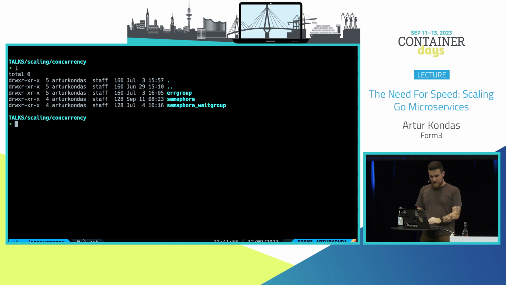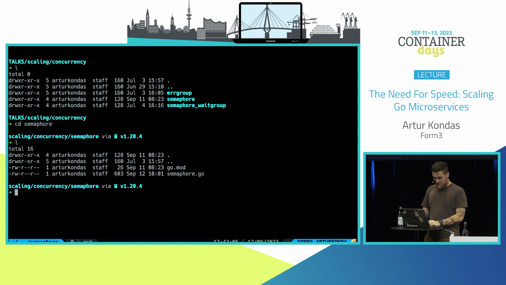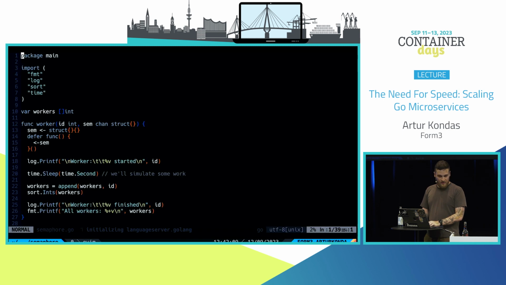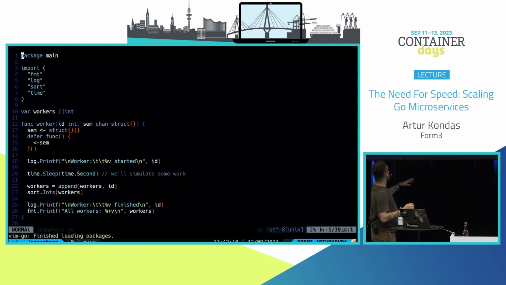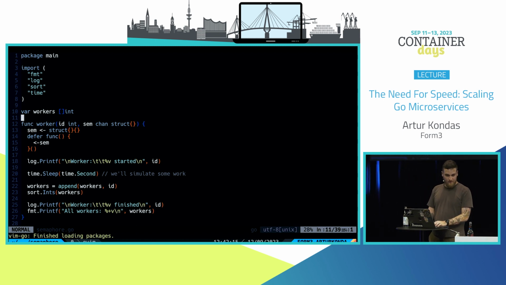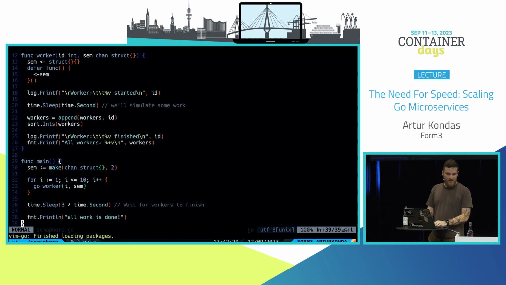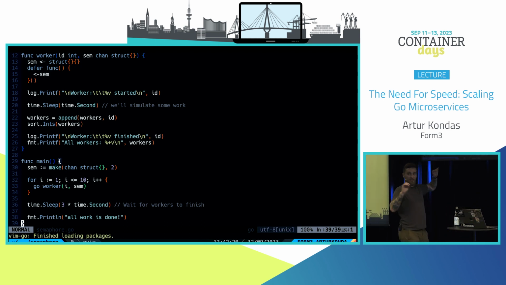Okay, so let's start with the semaphore. Have you heard about the semaphore pattern in Go? Okay, cool. So let me show you what that is. We have an absolutely dead simple application. Let me show you from the bottom. We will have a channel that has a struct, and the struct, think about it as our token.